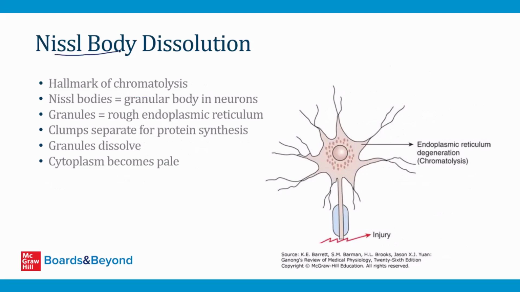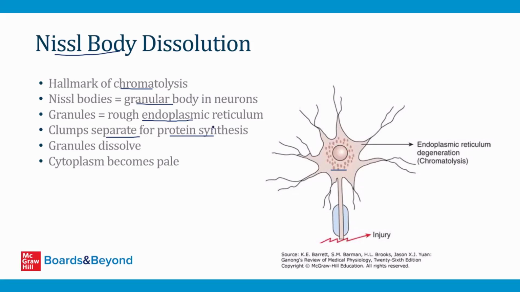Okay, so Nissl body dissolution is the hallmark of chromatolysis. Nissl bodies are these little granular bodies inside of neurons. They're depicted here in this image. And the granules are made up of rough endoplasmic reticulum, which is a structure important for making proteins that I talk about in videos in the cell biology section. Normally, the rough ER is held together in clumps, but in Nissl body dissolution, the clumps separate to allow for more protein synthesis.